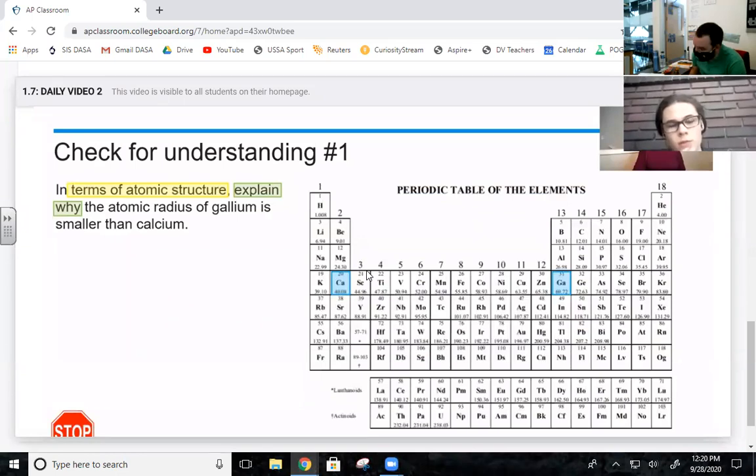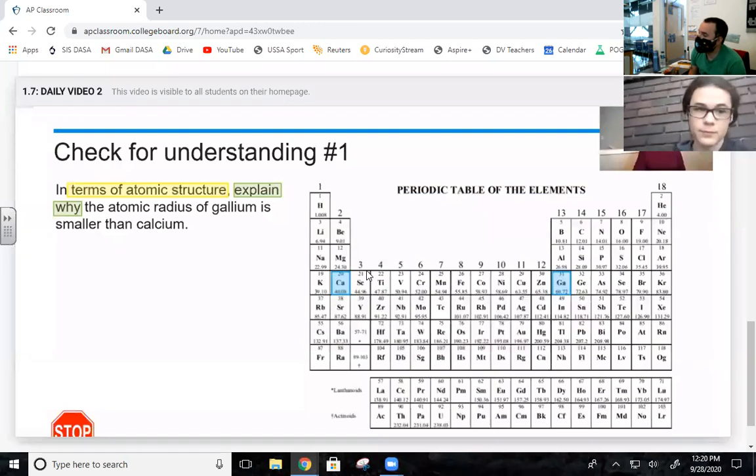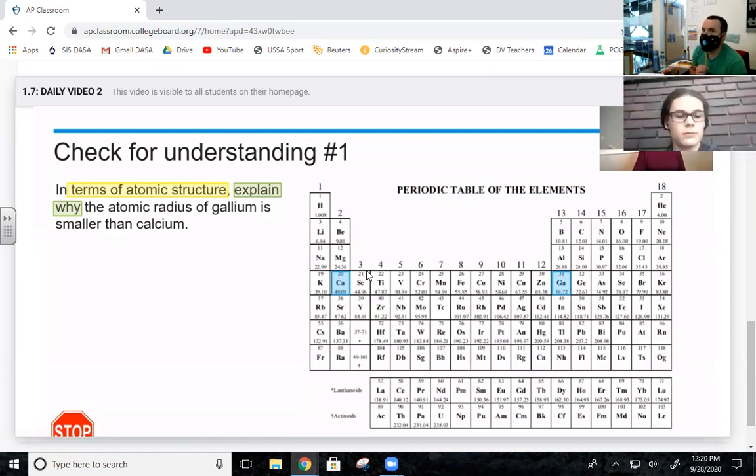So since calcium is going to have more valence electrons. Nope, they're the same. They don't have the same number of valence electrons. Does calcium have one more valence shell? Nope, calcium and gallium have the same valence shell, because they're in the same row. Is it because there's more electrons and protons in calcium than there are? What do you think, Jane?